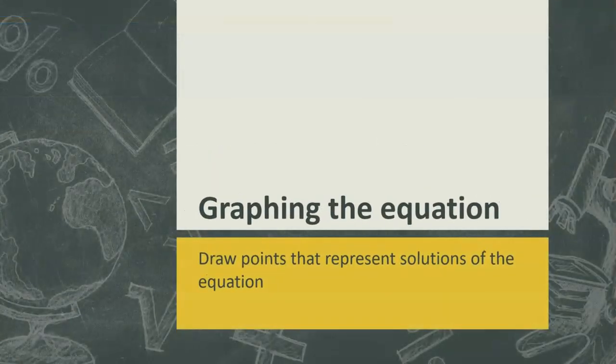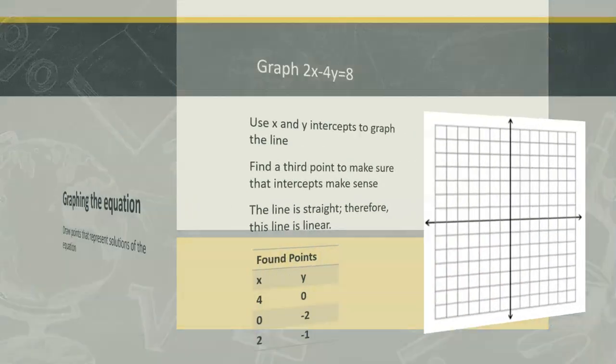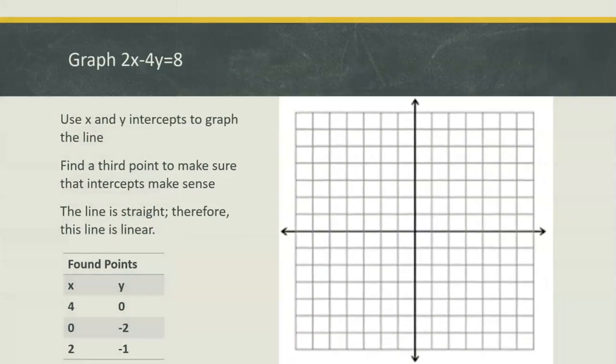How do we graph this equation? So we need to draw the points that represent the solutions for the equation. We found the points 4, 0 and 0, negative 2. But we also need to find a third point to make sure that these intercepts make sense. So we'll first plot 4, 0 and 0, negative 2.